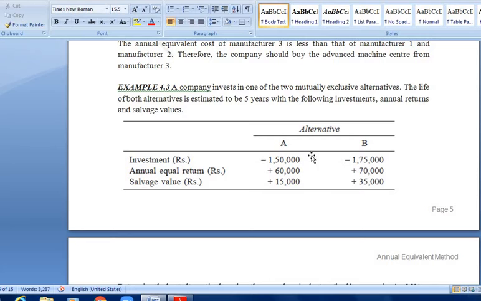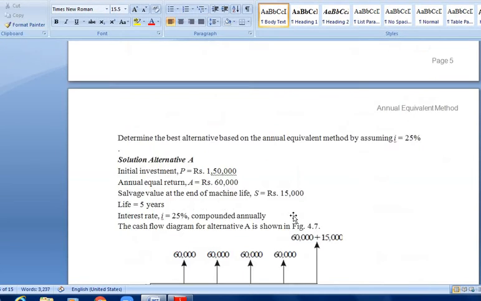Investment minus, annual equal return plus, salvage value also plus, because salvage value is the revenue we are going to get, or it is the future amount we are going to get at the end of the period. So investment is negative, annual return is revenue, so it is taken as positive, salvage value also taken as positive. So for A these values are given, for B also these values are given.